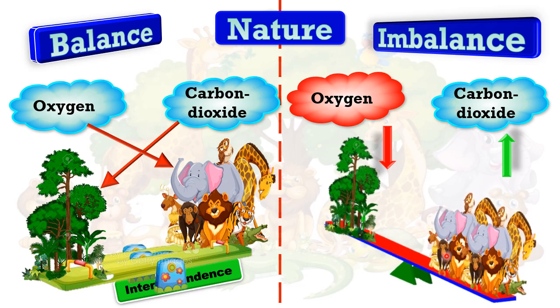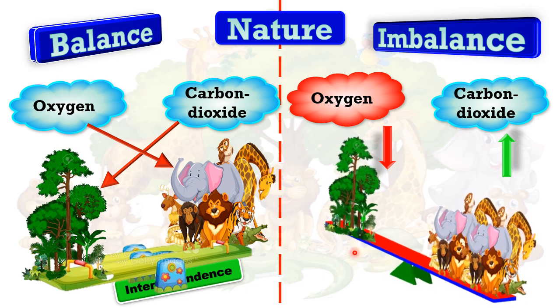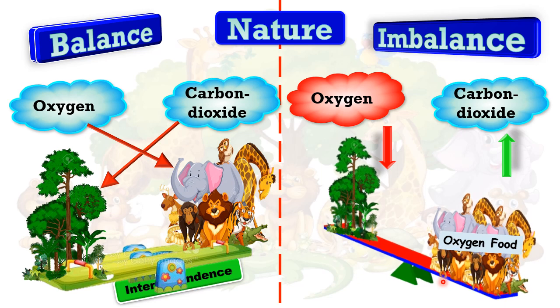As we all know, all the animals are dependent on plants for their survival, because oxygen and food both are equally important for animal survival, and both things we get from plants only. So children, this is the big reason for imbalance in nature, because if the number of plants goes down, we will not get oxygen and food.